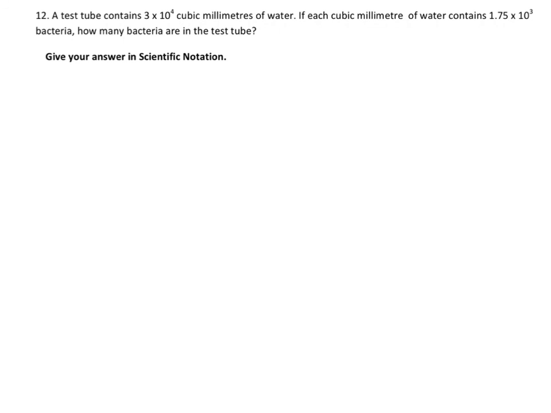This is question number 12 and the last one in the calculator section. A test tube contains 3 times 10 to the power of 4 cubic millimetres of water. If each cubic millimetre of water contains 1.75 times 10 to the power of 3 bacteria, how many bacteria are in the test tube? Give your answer in scientific notation. So in order to work this out, we'll need to multiply those two numbers together.